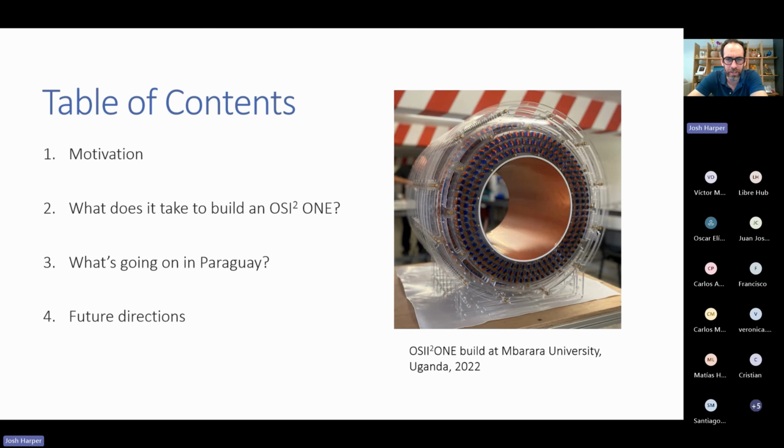And then I'll talk a little bit about what we're doing in Paraguay with our collaborators as well, and give a suggestion for some future directions that I think would be interesting for the region, if not for the world. And I just wanted to point out the image of the scanner that you see is one that we did in Embarara University with my good friend and colleague Jones back in 2022. And it's just a beautiful scanner, so I thought I would include it.